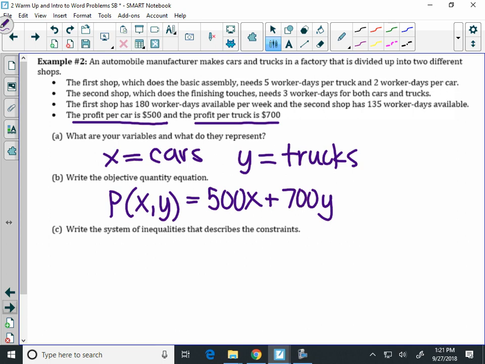Now we need to write our system. So this is where you start by setting up your table again. Every time, start the same way.